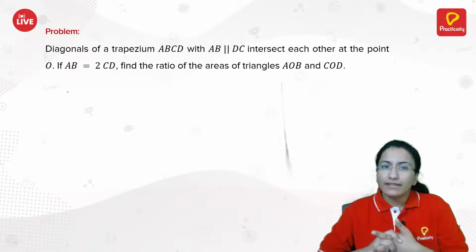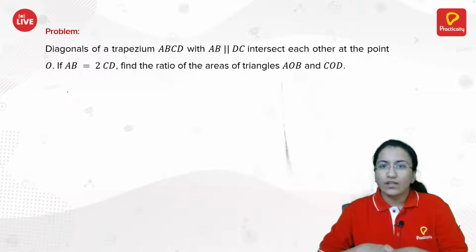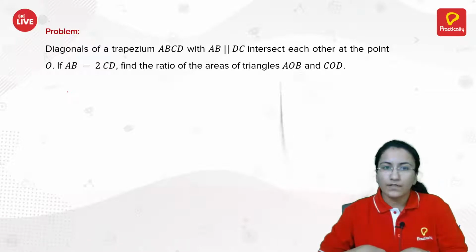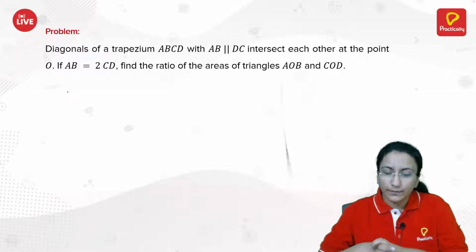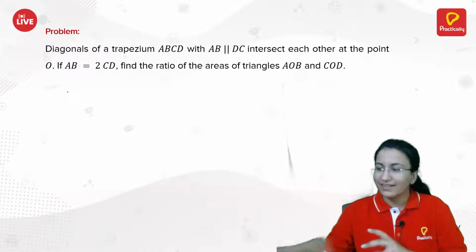Diagonals of a trapezium ABCD with AB parallel to DC intersect each other at the point O. If AB is equal to twice of CD, find the ratio of areas of triangle AOB and COD. Okay, Srijani, you are even having no doubt. That's great. You are understanding the lecture.